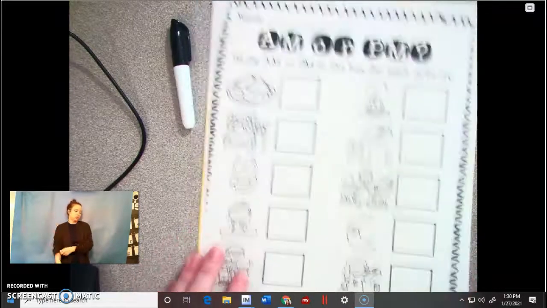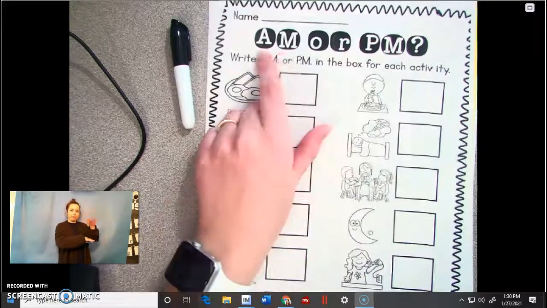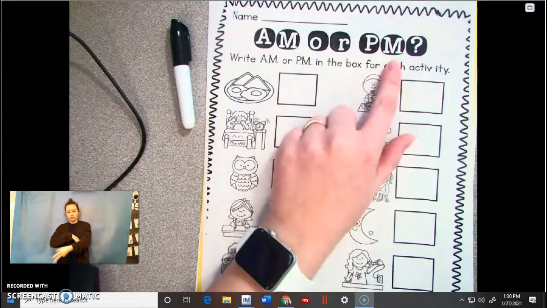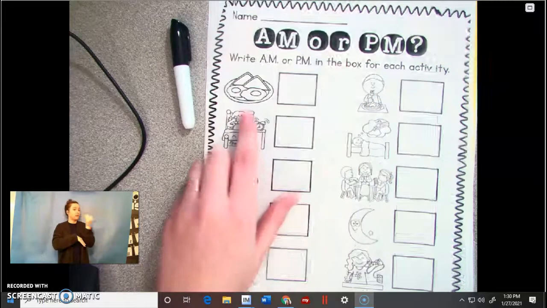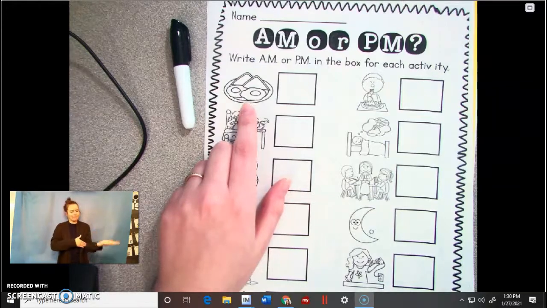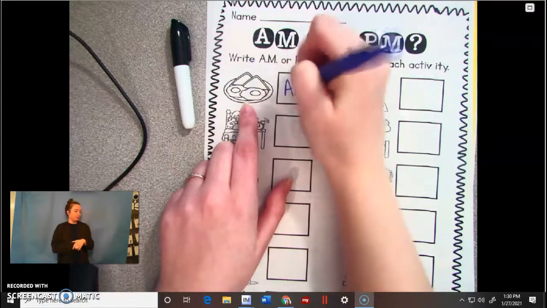All right, let's look at the back together. We're going to talk about AM or PM. AM is after midnight, and PM is after lunchtime. Okay, so let's look. When do you eat breakfast? In the morning, AM, or at night, PM? Good, in the morning, so it's going to be AM.